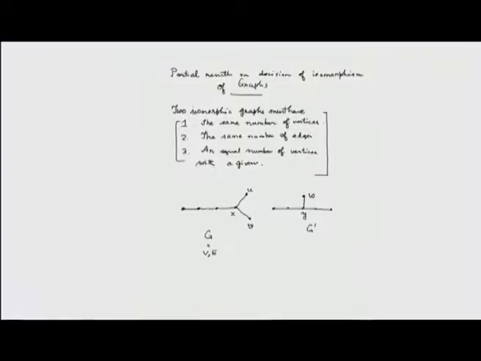Now, if we are trying to build an isomorphism, suppose we write G as V comma E and G prime as V prime comma E prime, we have to develop a one-to-one correspondence between V and V prime. Now, it is obvious that the vertices of the same degrees will be mapped to vertices of the same degree, because otherwise it is not possible to preserve the adjacency or incidence relationships.